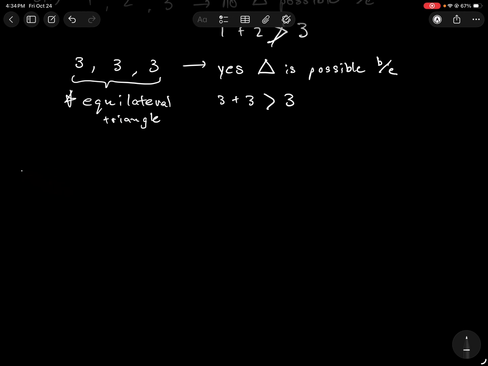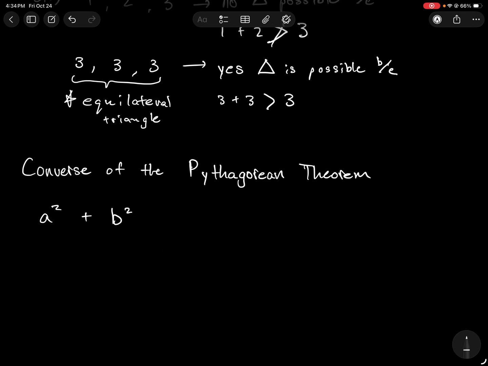All right, so our last topic here is over the converse of the Pythagorean theorem. And you're probably sitting here wondering what that is. How would you flip the Pythagorean theorem around? Well, our Pythagorean theorem tells us that a squared plus b squared is equal to c squared in a right triangle where our legs are a and b and our hypotenuse is c.